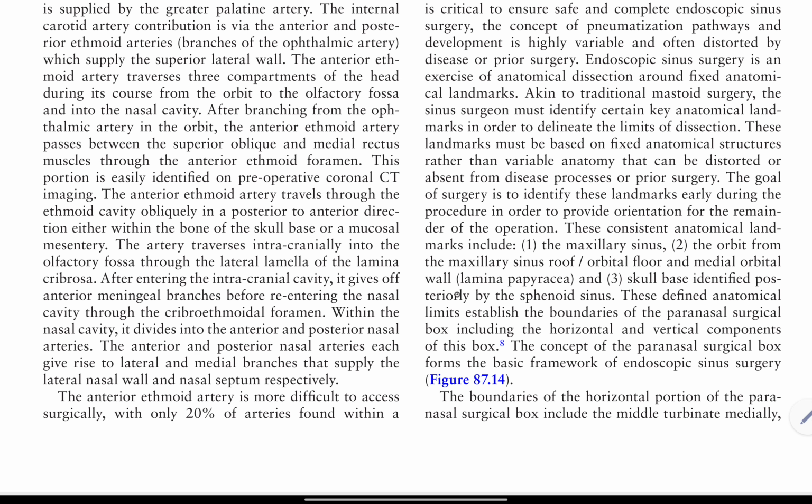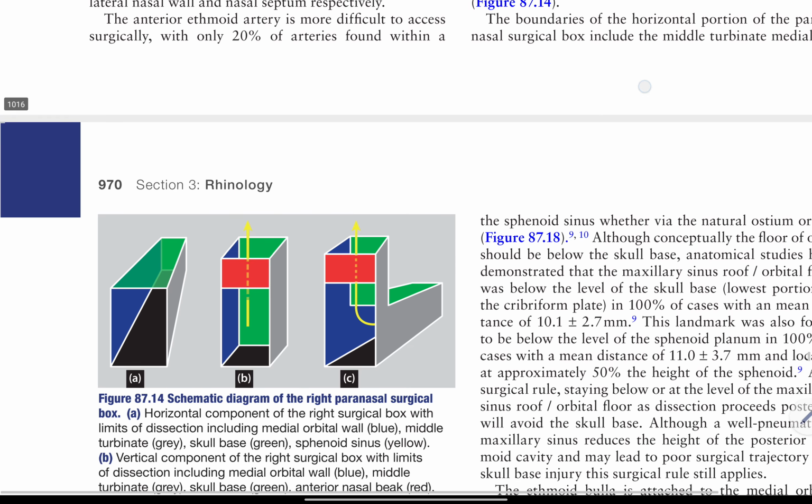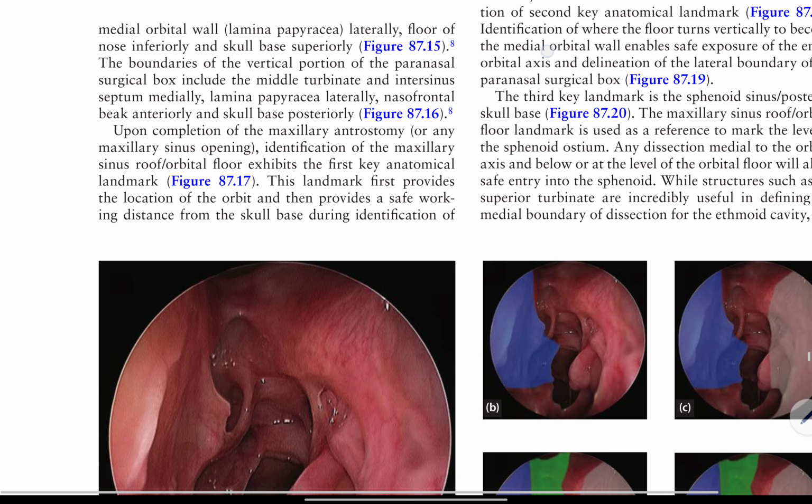These defined anatomical limits establish the boundaries of the paranasal sinus box, including the horizontal and vertical components of this box. The concept of the paranasal surgical box forms the basic framework of endoscopic sinus surgery. The boundaries of the horizontal portion of the paranasal surgical box include middle turbinate medially, medial orbital wall lamina papyracea laterally, floor of nose inferiorly, and skull base superiorly.